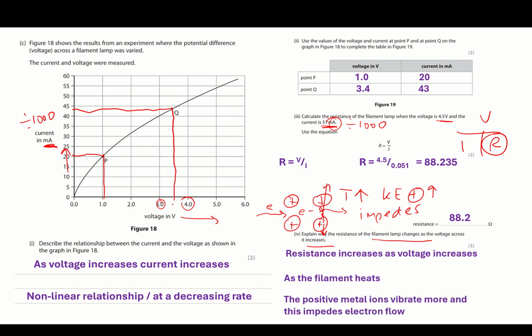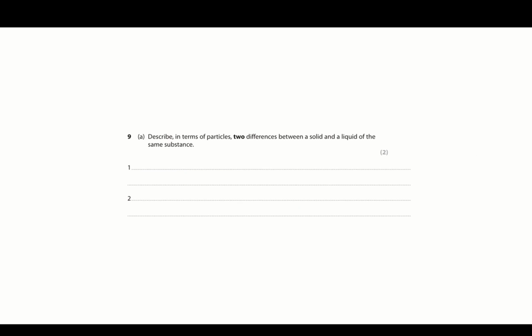As the filament heats, the positive metal ions vibrate more, and this impedes electron flow. And there we go.